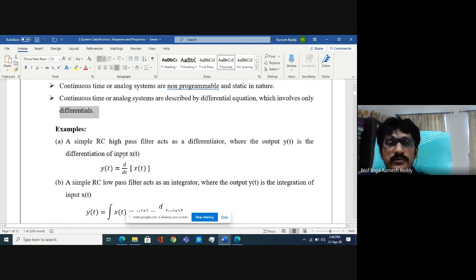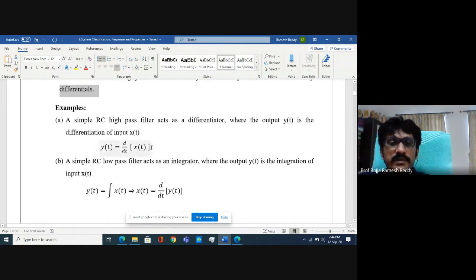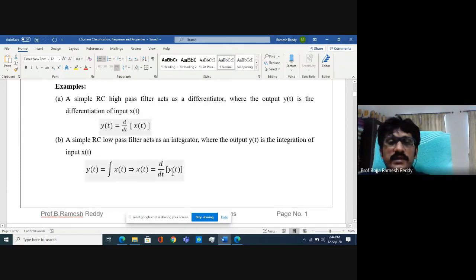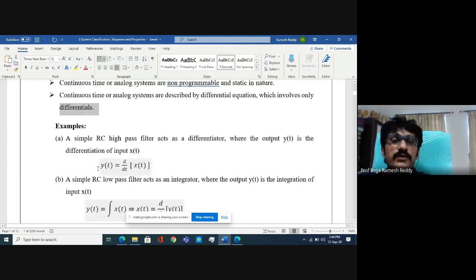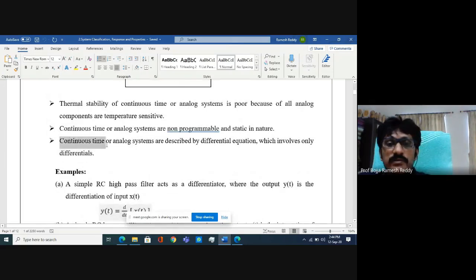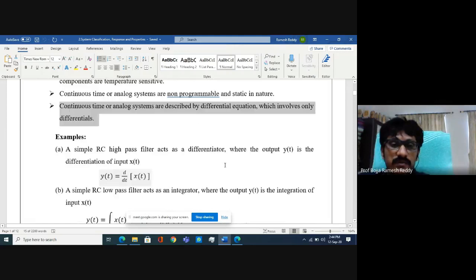These are two examples. An RC high pass filter acts as a differentiator, and an RC low pass filter acts as an integrator, where output is equal to the integration of input. Otherwise, differentiate both sides. What happens? d by dt of y of t is equal to x of t, or d by dt of y of t minus x of t is equal to 0. This is one differential equation which shows a continuous time domain system. Continuous time domain systems are described by differential equations.